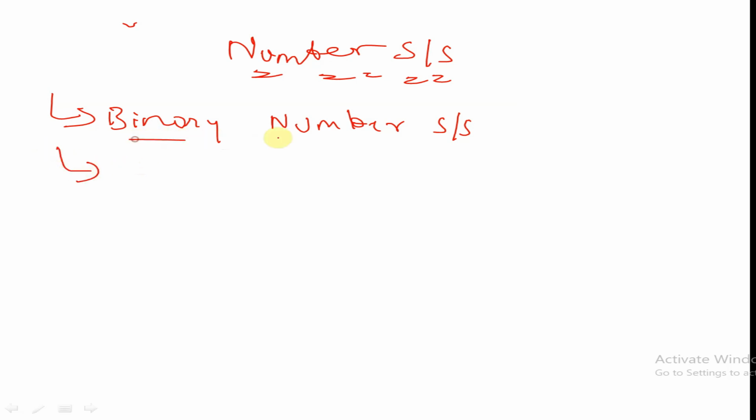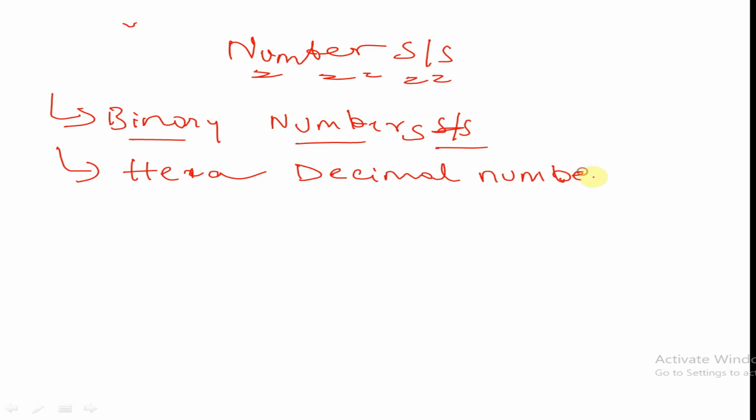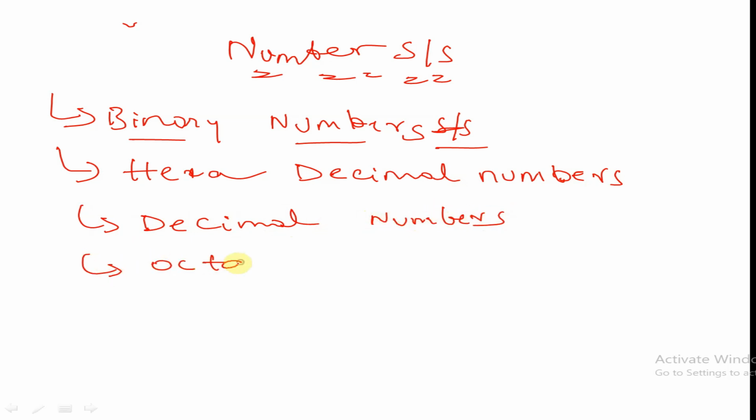Coming to these number systems, we have binary numbers, hexadecimal numbers, decimal numbers, and also octal numbers. These are the types of number systems we have: binary, hexadecimal, decimal, and octal.